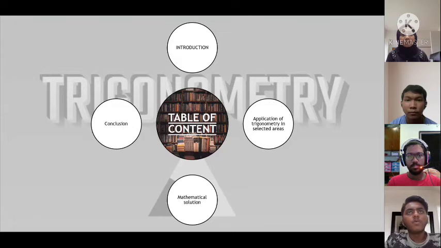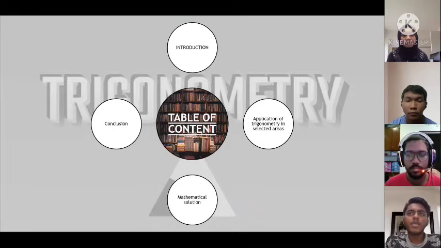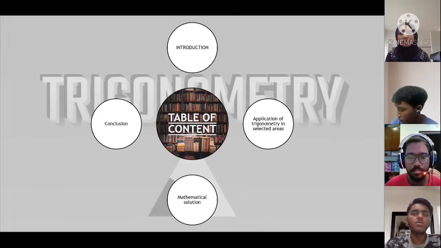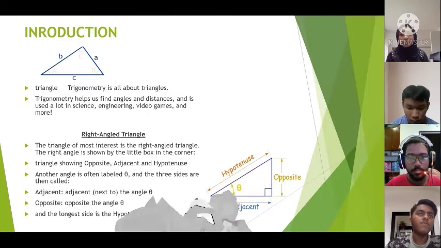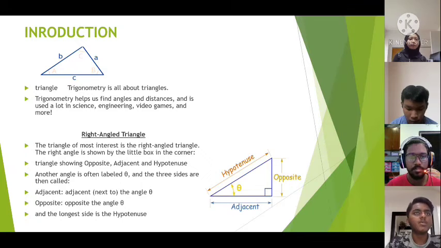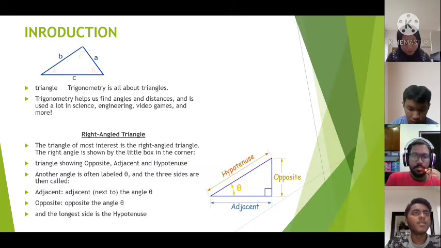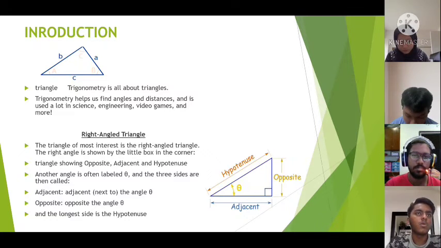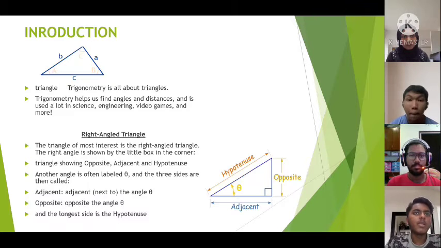Our table of contents for today is introduction, application of trigonometry in selected areas, mathematics solution and the conclusion. First of all, trigonometry is all about triangles. Trigonometry helps us find angles and distances and is used a lot in science, for example engineering, video games and more. The triangle of most interest is the right angle triangle.